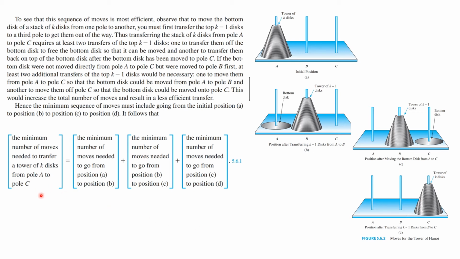So it follows that the minimum sequence of moves must include going from the initial position A to B to C to D, and it follows that the minimum number of moves needed to transfer a tower of k discs from pole A to pole C is the minimum number of moves needed to go from position A to position B, plus the minimum number of moves needed to go from position B to position C, plus the minimum number of moves needed to go from position C to position D.